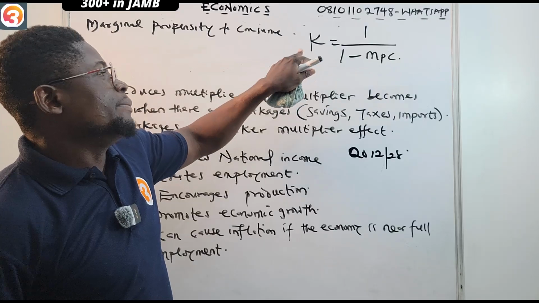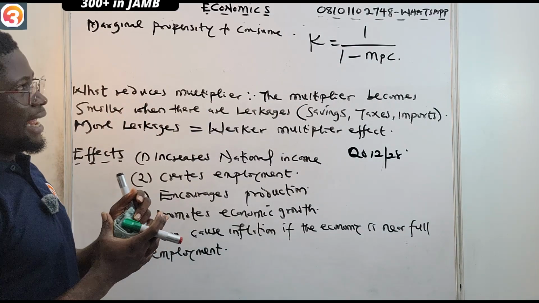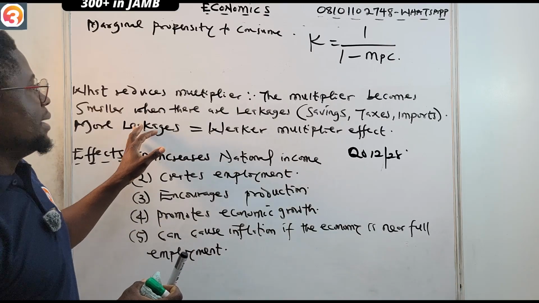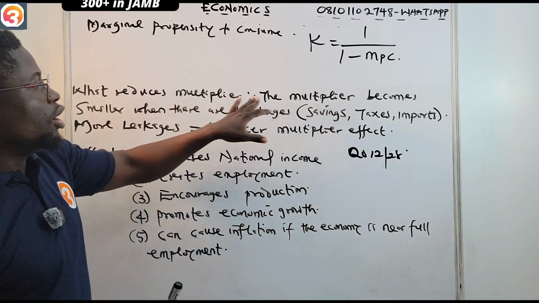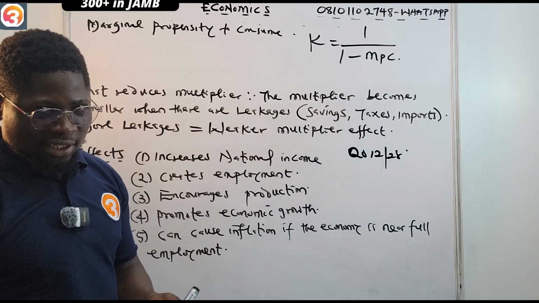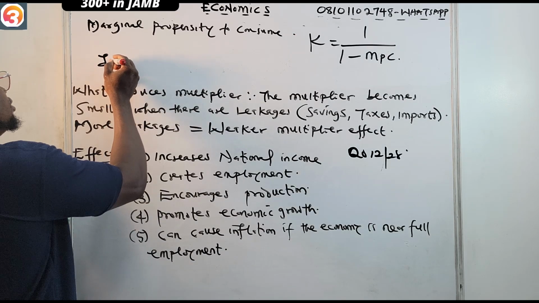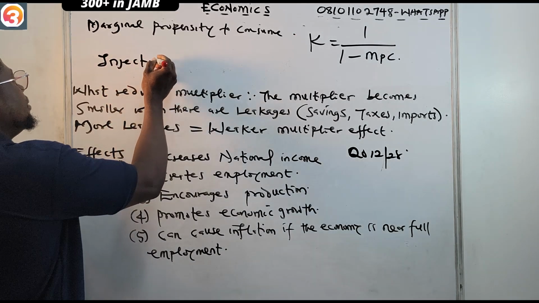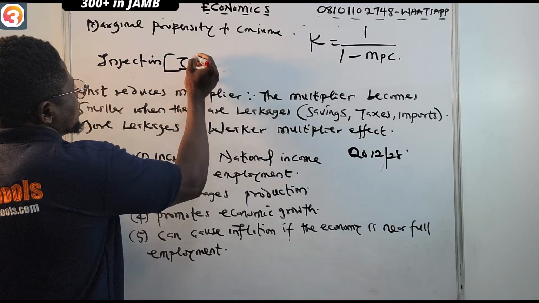Let us talk more about how this formula came to be. Let us quickly see what reduces the multiplier. The multiplier becomes reduced or becomes smaller when there are leakages. I said that we have injections, which increase the multiplier. Injections, that is, investments.